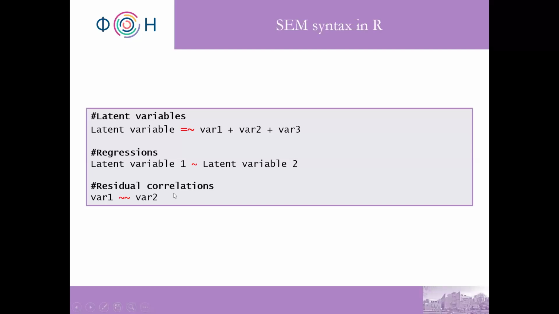If we have residual correlations, if we want to correlate the measurement errors, if you remember from the beginning, we said that in SEM, each measured variable can have a measurement error. So we can make correlations between those errors to improve the quality of our model. If we are making those correlations between the errors, we use the double tilde signs.